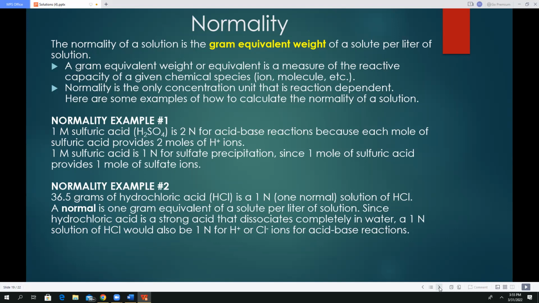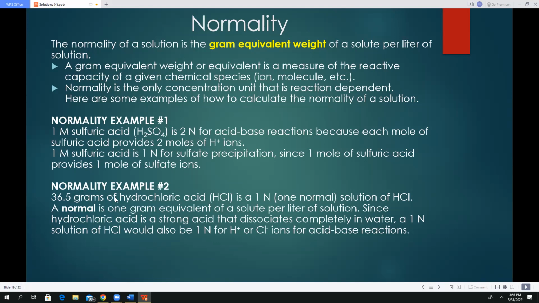How do you know that? Well, it just depends. Normality is a concentration unit that is reaction dependent. For example, 1 molar sulfuric acid is 2N. Why? Because you have 2 H's, so it provides 2 moles of hydrogen ions. So basically, whatever molarity you would get, you would double it for normality.